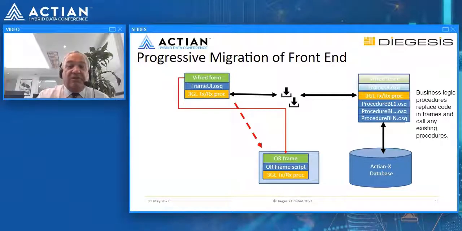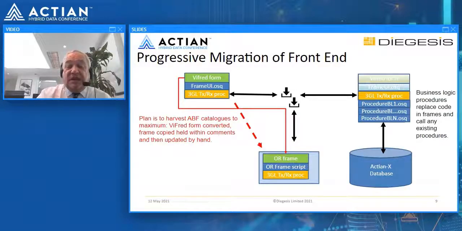So now we can move the ABF front-end application into OpenROAD and convert the frame UI into an OpenROAD frame script. Same old 3GL procedures. And OpenROAD can then place the messages onto the queue, instead of the ABF application.